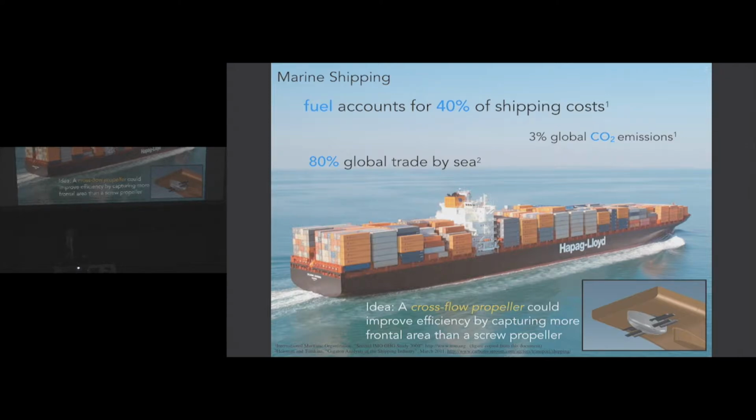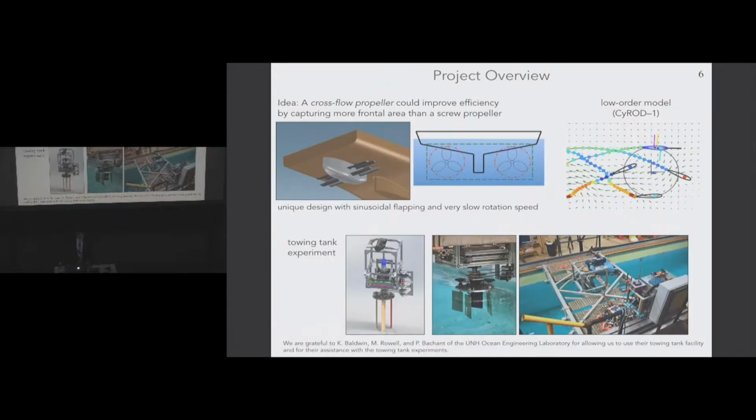So the idea that we're looking into in this project is that maybe using a cross-flow propeller could make these types of ships more efficient. Given a certain package space underneath a ship, if you have an axial flow propeller, you really only have a circular area in which to capture the fluid, whereas if you use this cross-flow propeller, you have maybe the whole rectangular package space you can use, and if you capture more area, then you could have a more efficient machine. Okay, so that's the theory we're trying to test.